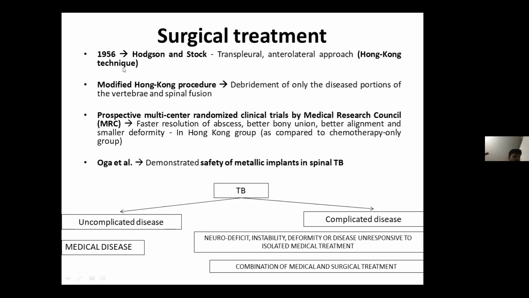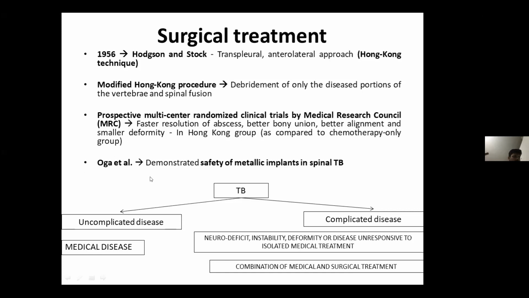Today, even in most centers that do more anterior surgeries, the modified Hong Kong procedure is what we practice. The Hong Kong procedure is a radical debridement where, if there is an involvement of a vertebra, the vertebra is taken off as a whole. Whereas a modified Hong Kong procedure is debridement of only the diseased portion of the vertebrae and spinal fusion. By diseased portion, we mean we debride as long as we see good bleeding bone. So the sclerotic portion of the bone is all removed. This helps in better penetration of the drug into the bone or the infected tissues.